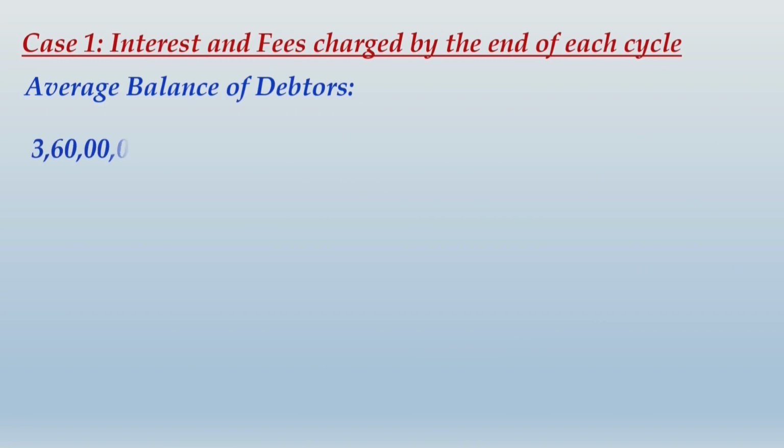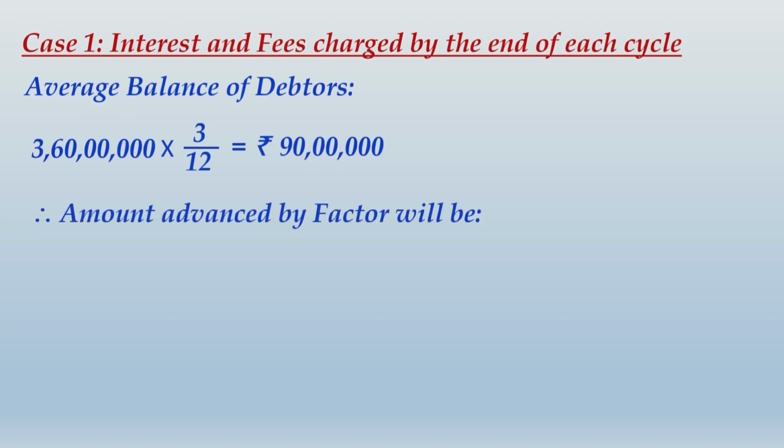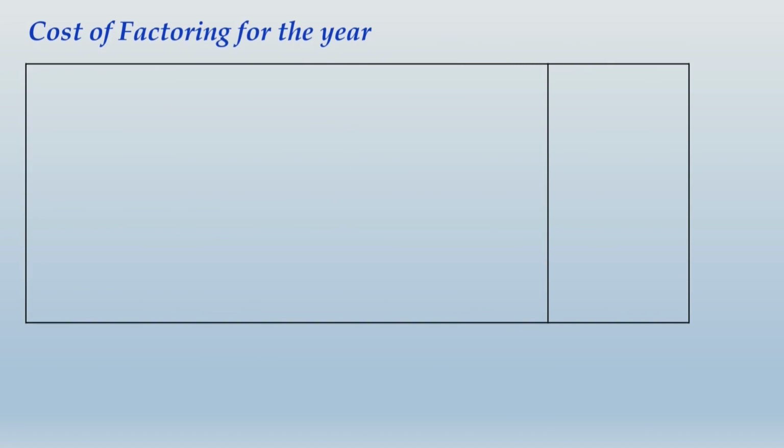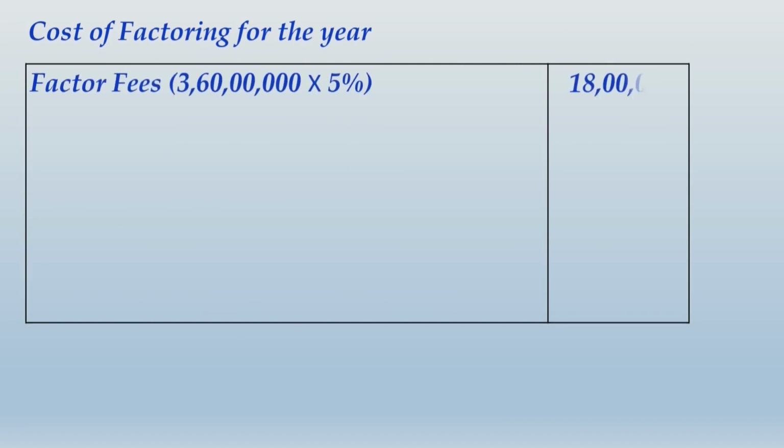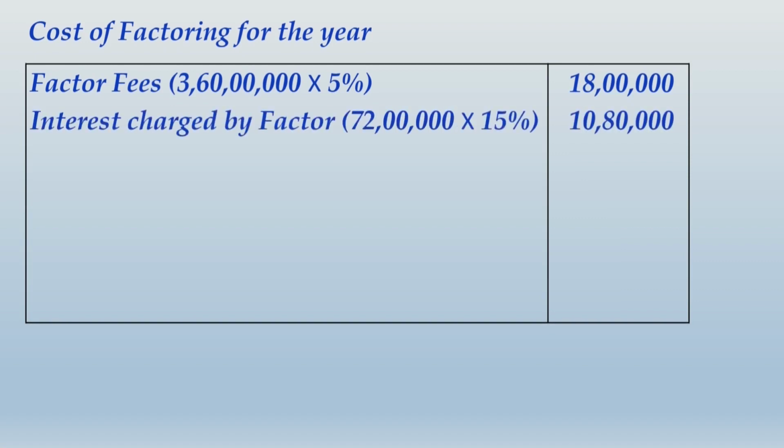So average balance of debtors will be 3 crore 60 lakhs into 3 by 12, that is 90 lakhs. Amount advanced by the factor will be 80% of this, that will be 72 lakhs. Let us move ahead and compute the cost of factoring per year under this case 1, and you will begin with the factor fees, that will be 5% of 3 crore 60 lakhs. Then interest charged by the factor will be 15% of 72 lakhs.